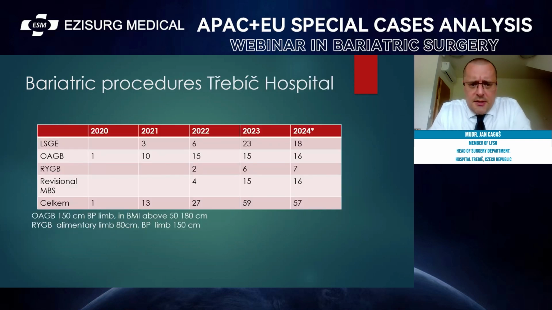So these are data from my department. As you can see, we started in 2020, because before that I was working in other hospitals. So this is like from the start. We started in 2020. There was only one procedure. There was a COVID stop, and so on. However, as you can see, there is a big amount of malabsorptive procedures, mainly OAGB. And also in time, there is a big increase in revisional surgeries.